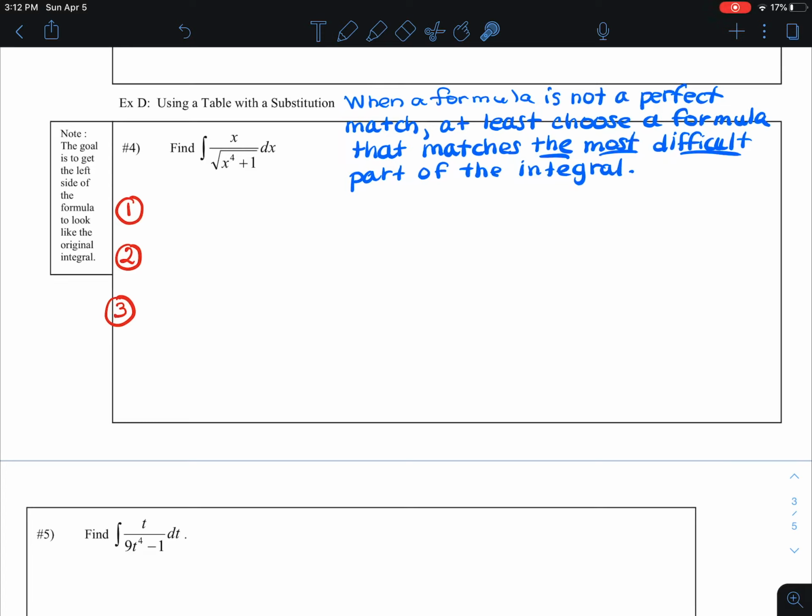And this is why, as you look at the problem, and we're going to pick up with example D, number 4 here, you're going to find that you are not going to see a formula that is going to exactly match this integration problem. Okay, despite the fact that our goal still remains the same. The goal is to get the left side of whatever formula you choose to eventually look like this original integral problem that we are given here.